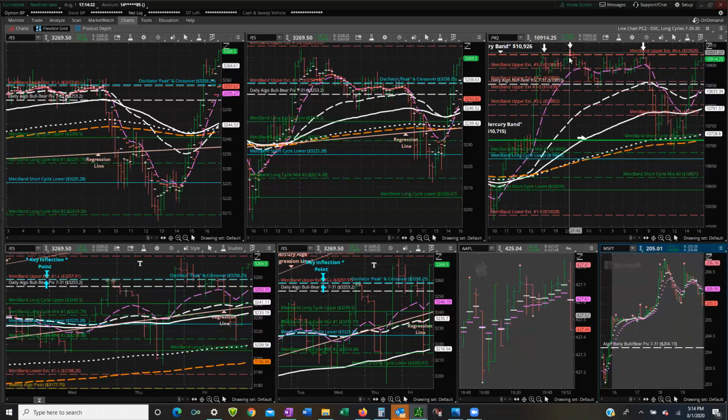Late Thursday night, a little tiny poke above and a failure. Friday morning, they sold the tar out of it when it came up here again. So again, I mentioned earlier that the idea is to follow the algo. If it's long, be long. If it's short, be short. But we do play reversals.